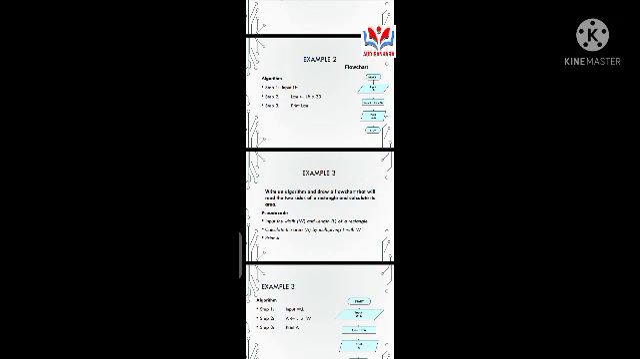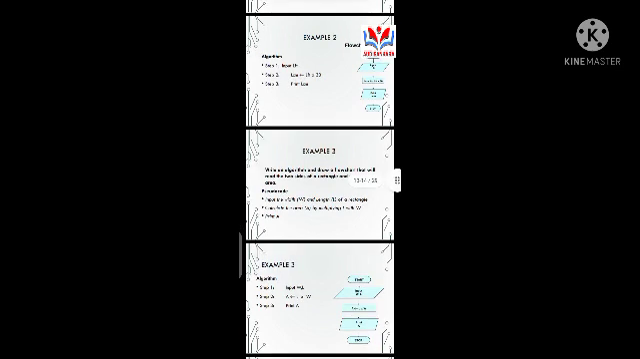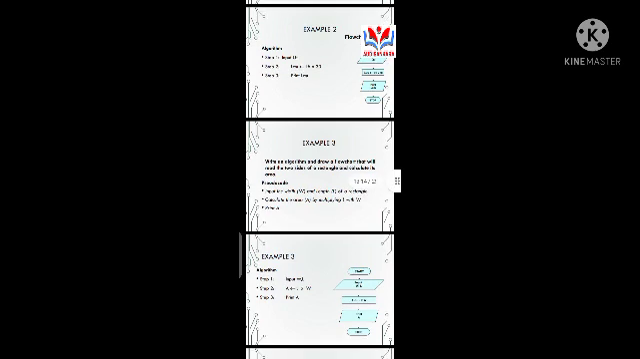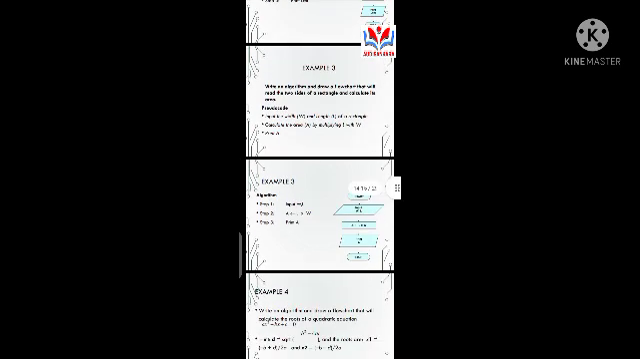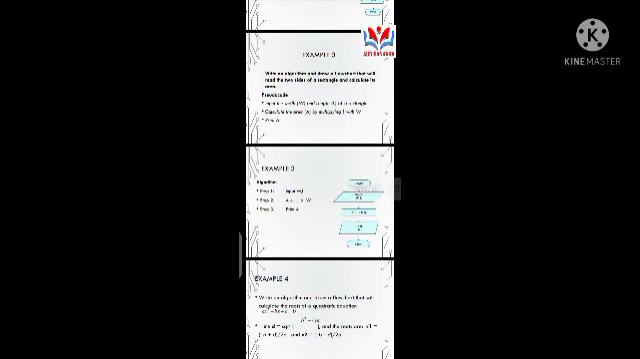Now the algorithm. Step 1, input LFT. Step 2, LCM equals LFT times 30. Step 3, print LCM. Now flowchart. Start: input LFT, LCM equals LFT times 30, print LCM and stop. Now let us see example 3. Write an algorithm and draw a flowchart that will read the two sides of a rectangle and calculate its area.